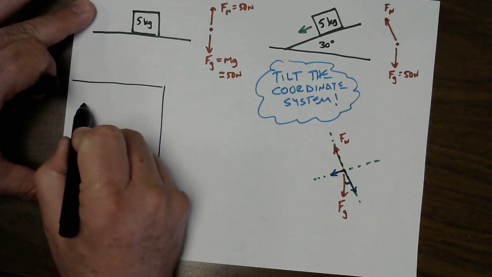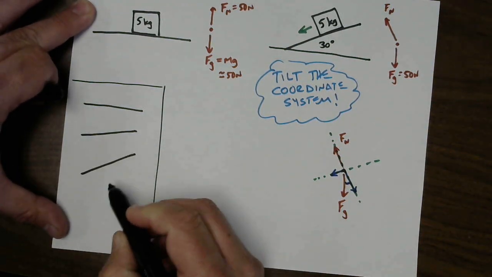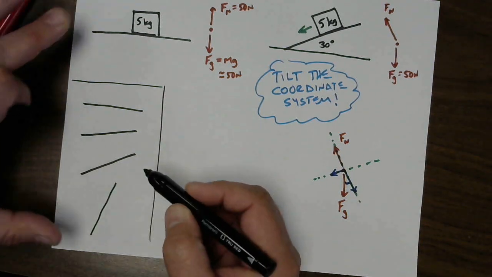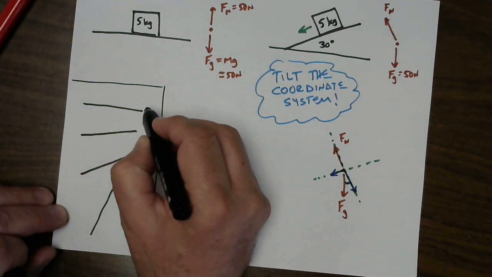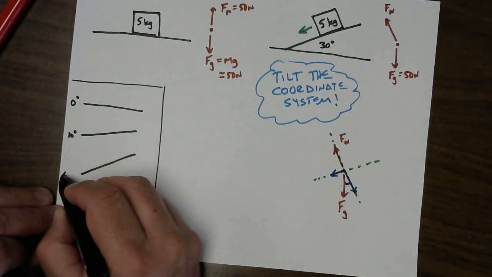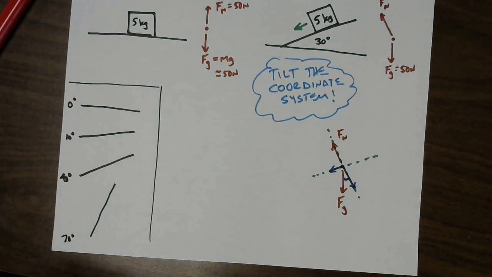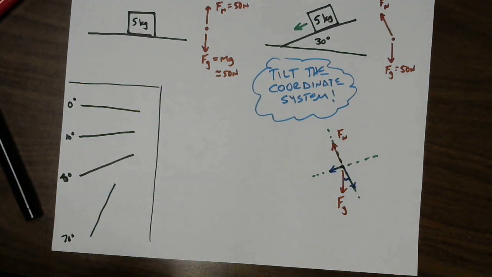First, let's draw a flat ramp, then we'll draw one that's slightly tilted, then one that's very tilted, and then one that's just crazily tilted, okay? So this is 0 degrees, maybe 10 degrees, maybe 40 degrees, and maybe something like 70 degrees. So let's see what happens to our coordinate system.